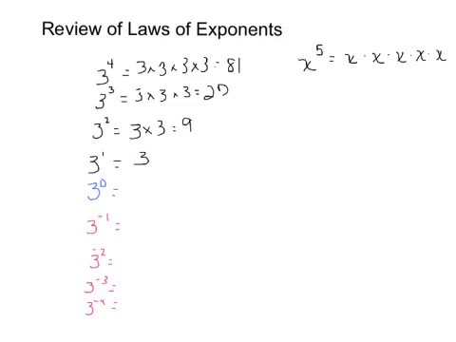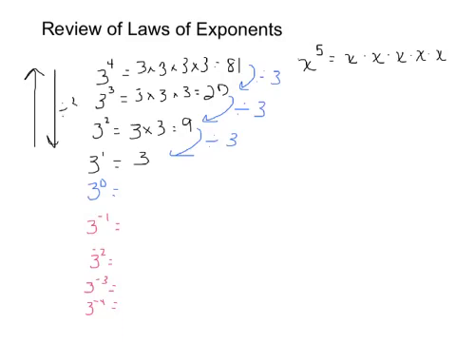So if I begin to trace back, in this case, 81 divided by 3 would give me 27. 27 divided by 3 would give me 9. 9 divided by 3 would give me 3. So this pattern is important, that anytime I go up in exponent, I multiply by 3. Whenever I go down, I divide by 3.